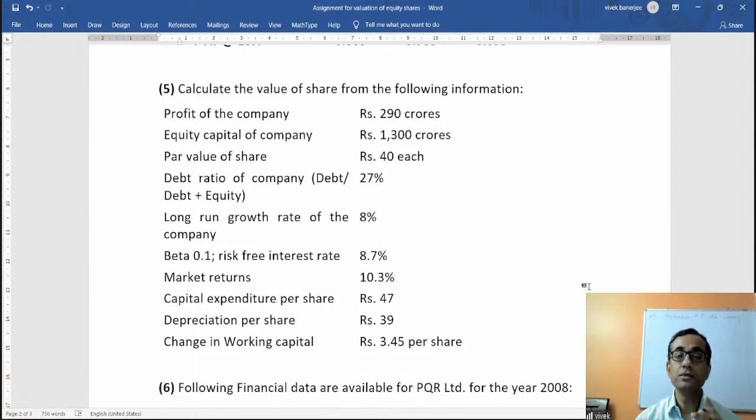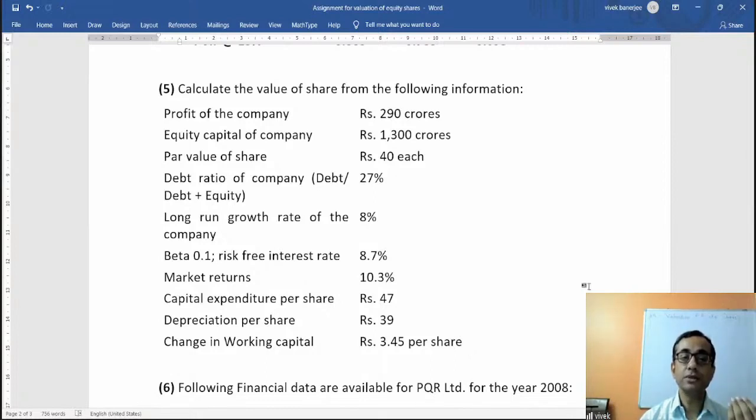So if debt is 27%, it means equity is 73%. And growth rate of the company is given 8%. Another thing to notice in this particular question is beta is given, risk-free rate of interest is given, and market return is also given. It means the cost of equity, if you notice, is not given. The discount rate is not given. So in this case, the discount rate has to be calculated with the help of the CAPM model, because whatever figures are there, beta, risk-free rate, and market returns are applicable to the CAPM model.